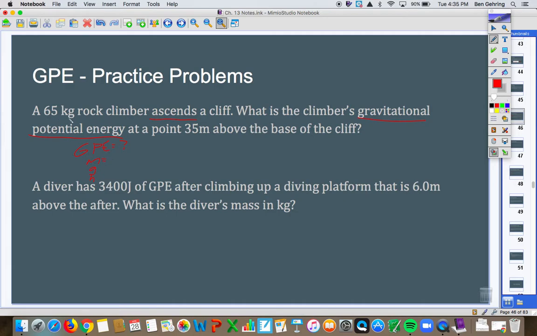Well, it said my mass was 65 kilograms, so let's make sure we write that down. Our height is going to be 35 meters. And gravity, we have to think back, is 9.81 meters per second squared.